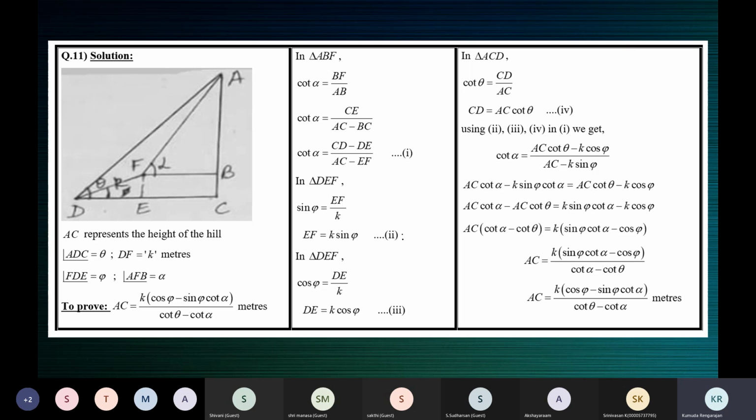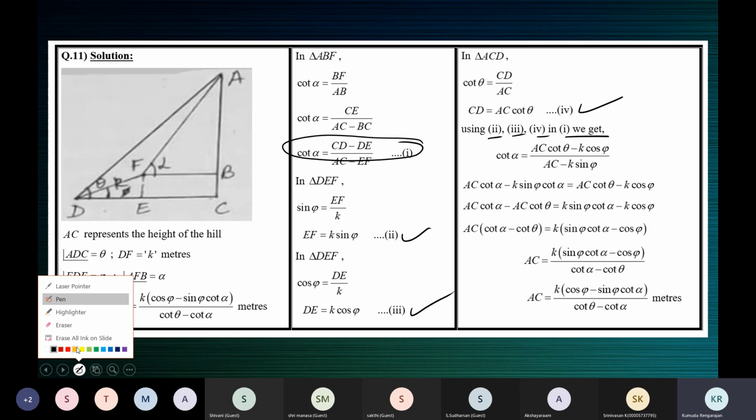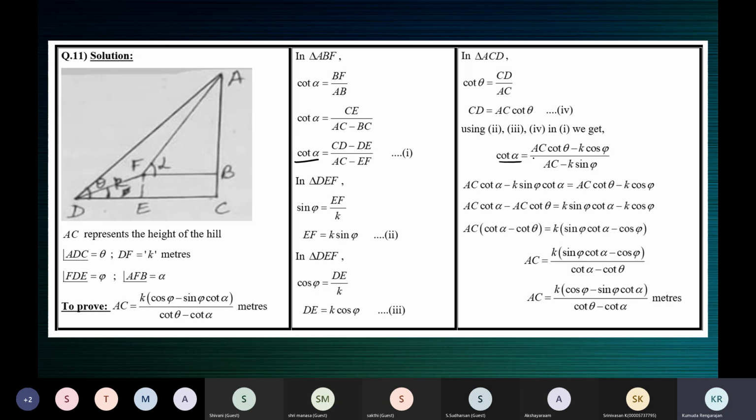Okay, so we use the results 2, 3 and 4 in result 1. So one is cot alpha. Cot alpha is equal to, what is CD? CD is AC cot theta. Then DE is this one. AC, we write AC as it is because that's the height of the cliff. And EF is K sin phi. We substitute all that we found. Now we just have to cross multiply.